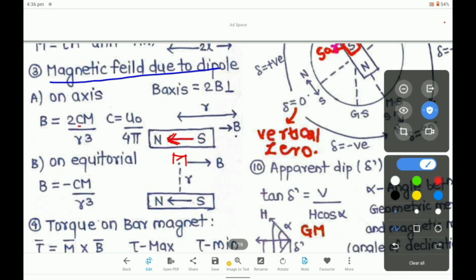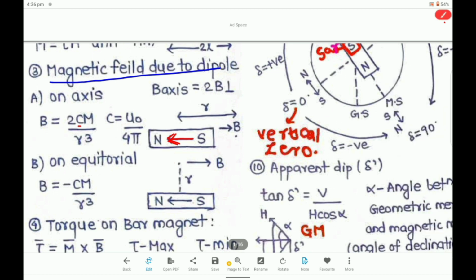Magnetic field on an equatorial point, the formula is minus cm by r cube. Minus because the dipole moment is toward this and the magnetic field is in the opposite direction, so it is minus, and this r is from the center and this is your equatorial point.